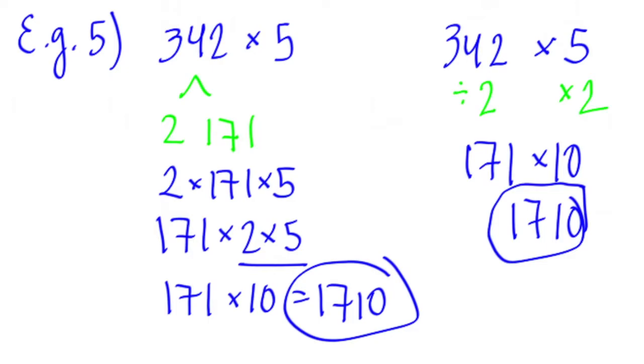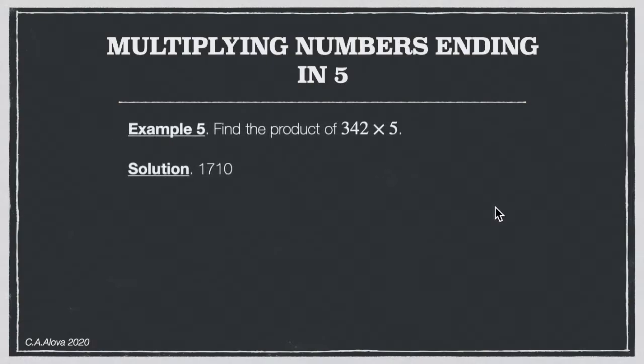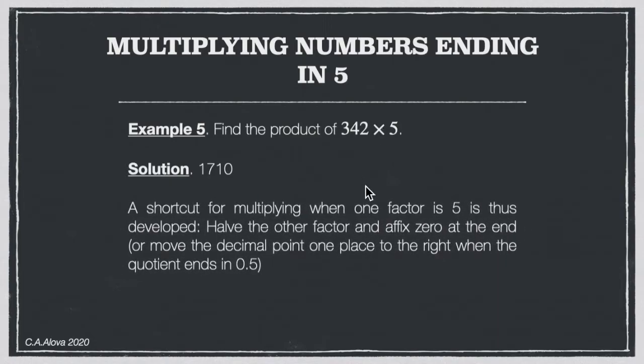Let me share that. So that's 1710. This is a shortcut for multiplying when one factor is 5. As you can see, half the other factor and affix a 0 at the end. So we don't need to mind the 5 anymore. We just need to mind the number that is being multiplied by 5. So we'll half that and then affix a 0.